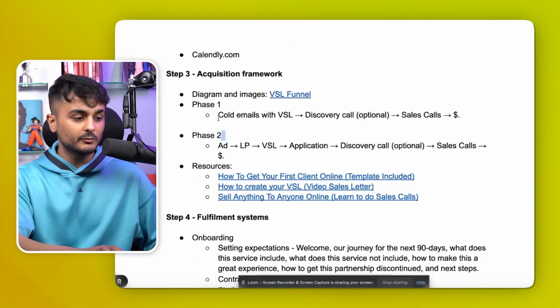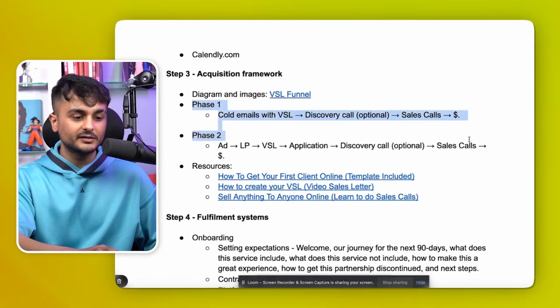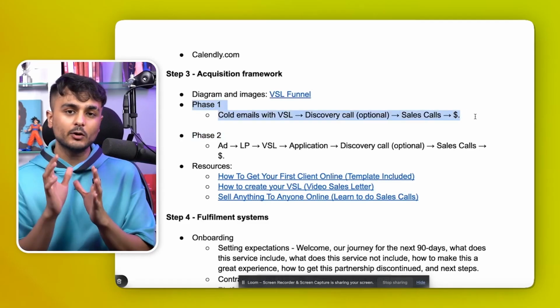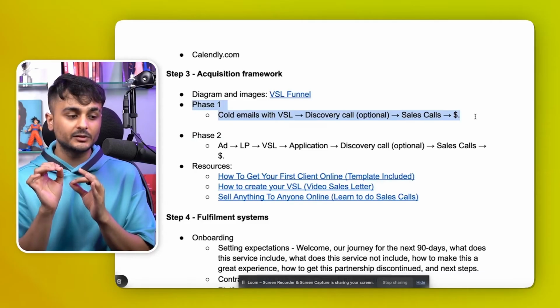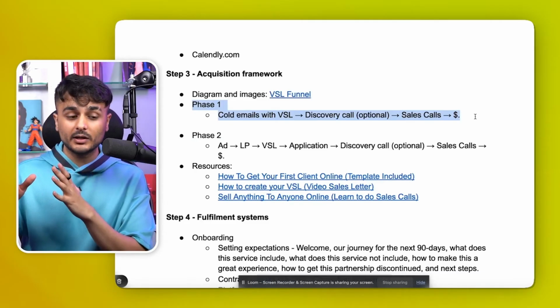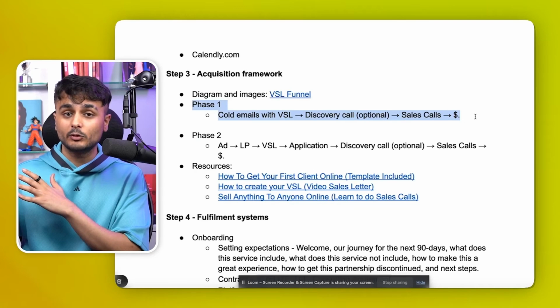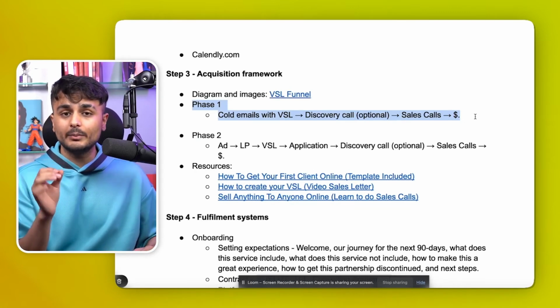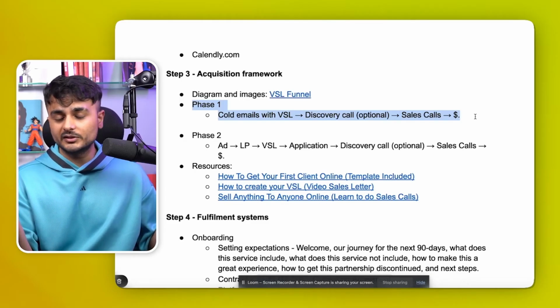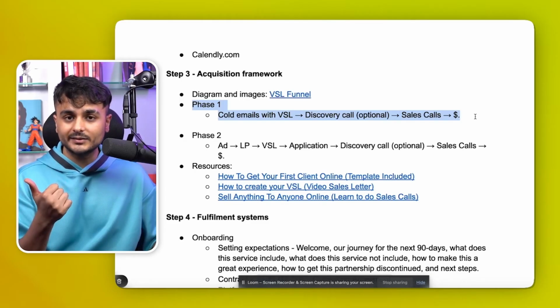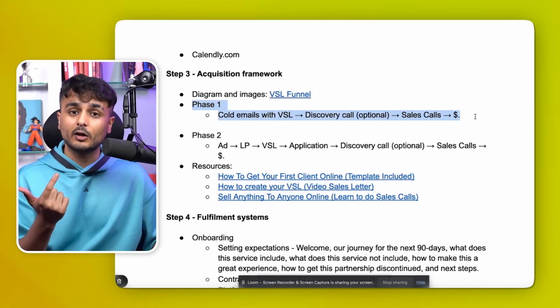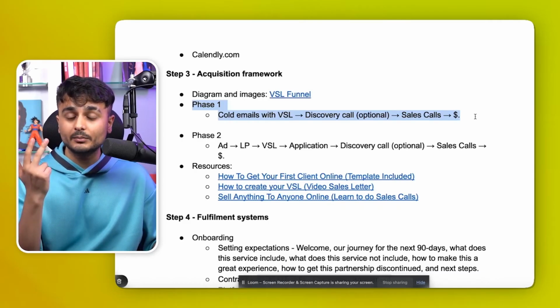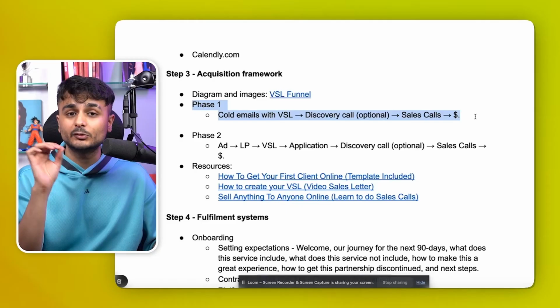For most people, what I would recommend is starting off with phase number one. This means starting off by sending cold emails, booking discovery calls, then sending people to a sales call and closing the deal. Now, why do I recommend starting with cold emails? Well, the simplest reason is it's free to get started. You do not need to invest a lot of money, and it will allow you to get proof of concept as soon as possible.